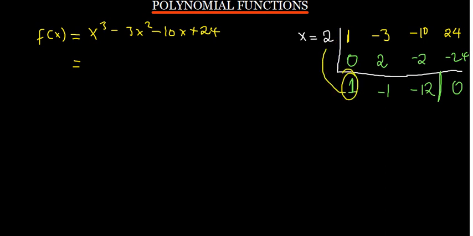And then this one we multiplied by these 2, which gave us these 2. And then the same -3 we added to these 2. That gave us the -1 you see down here. And then -1 we multiplied by 2. That gave us -2. And then again we added -10 plus -2. That gave us a -12. -12 again we multiplied with the 2. That gave us a -24 at the end. And then we also added 24 plus -24. That gave us a 0.